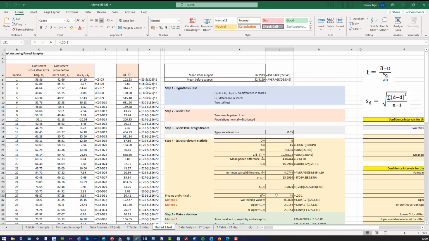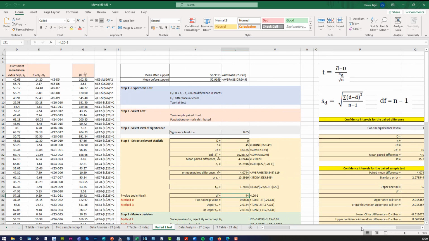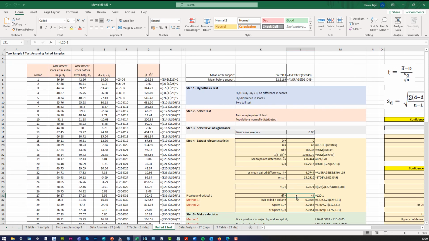To calculate the critical values, we need to know the degrees of freedom, which is given by this equation, as you can see there, and that comes out to be 44. We can then calculate a two-tailed p-value using the Excel function T.DIST.2T, and that comes out to be 0.08.